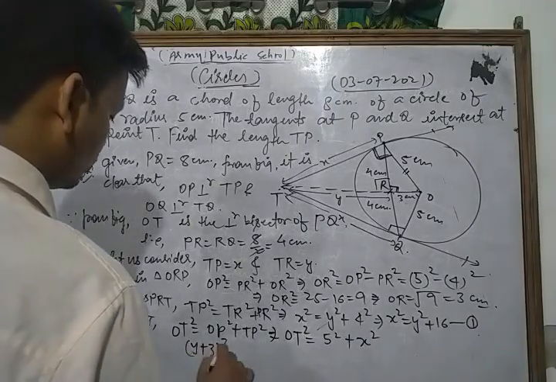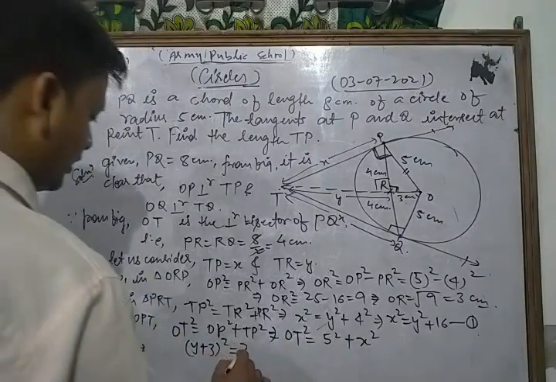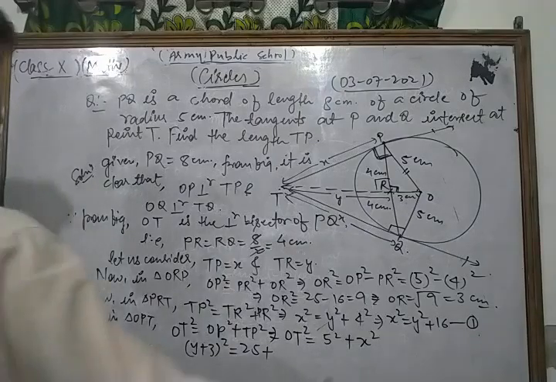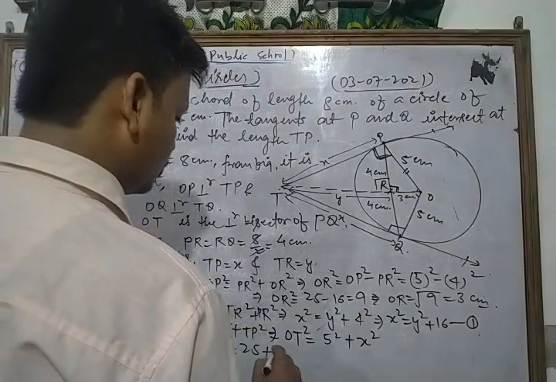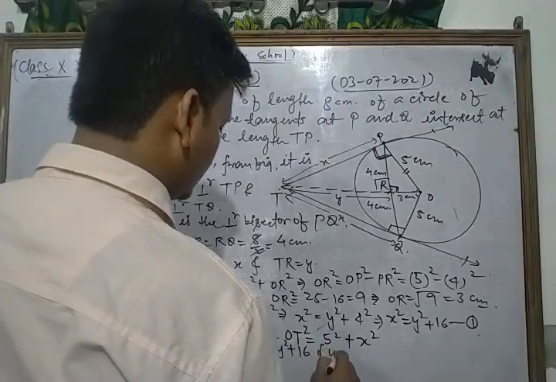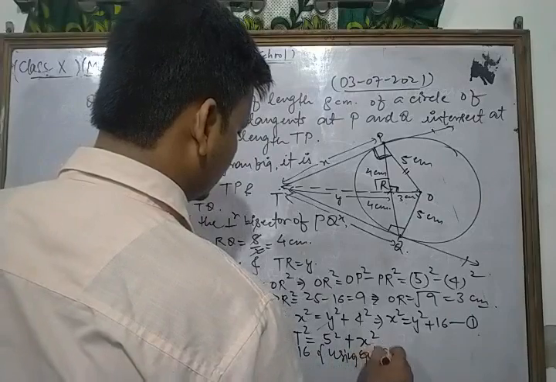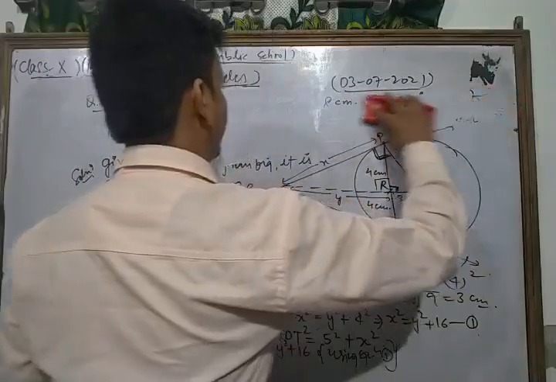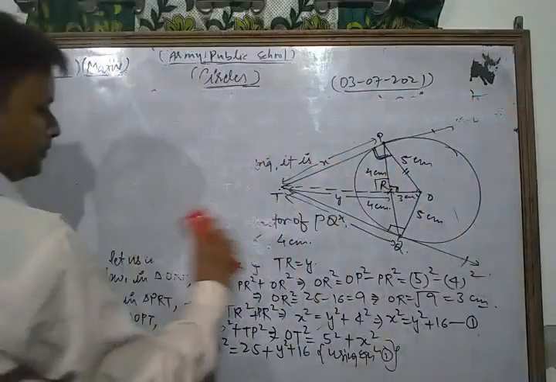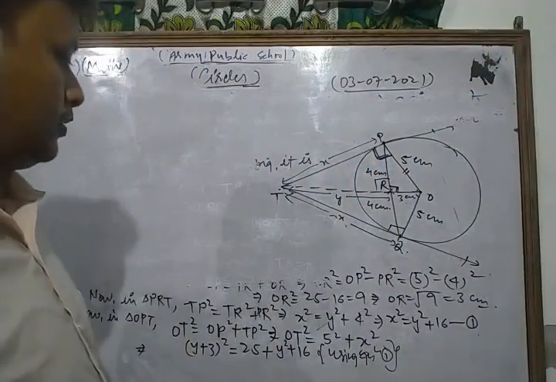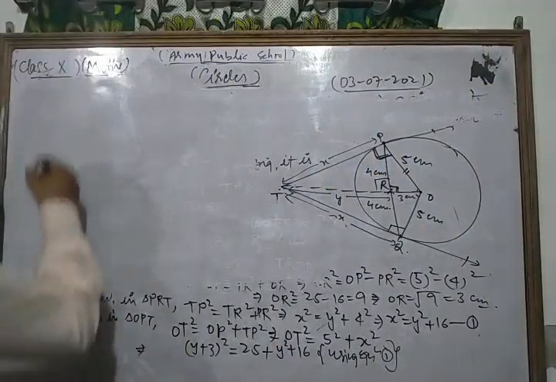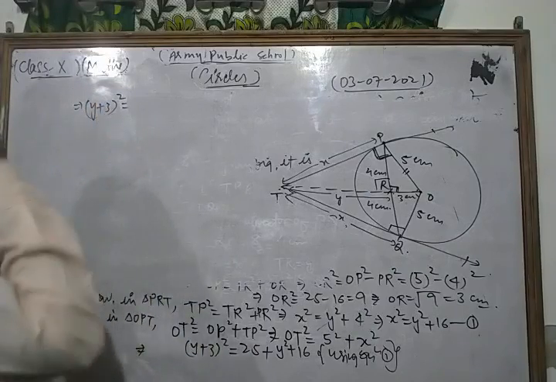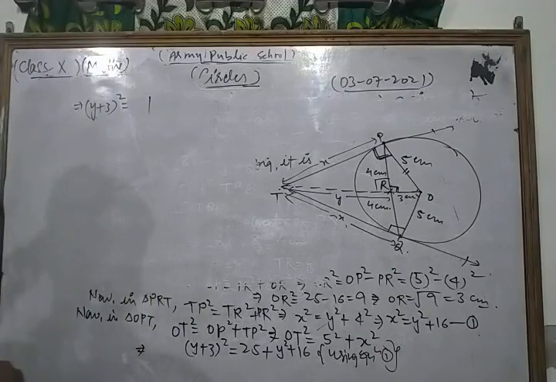Y plus 3 whole square is equal to 5 square, 25, plus using equation 1, we put the value of X square, this is Y square plus 16 here. Now we simplify them, so Y plus 3 whole square is equal to 25 plus 16, that is 41, plus Y square.